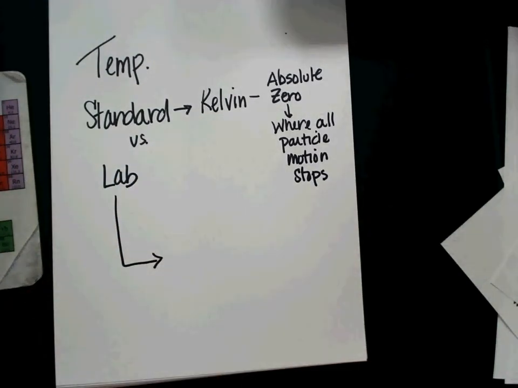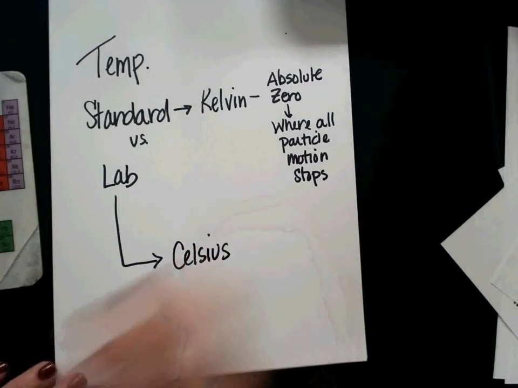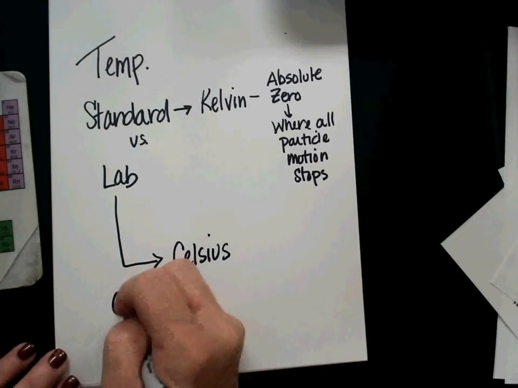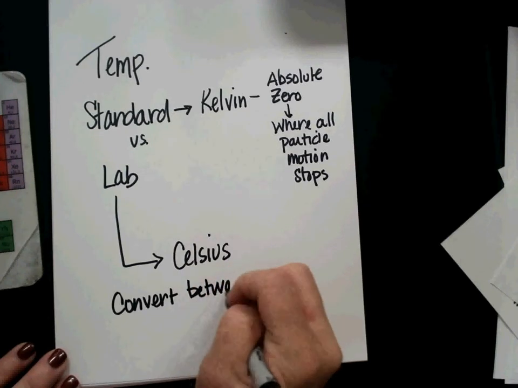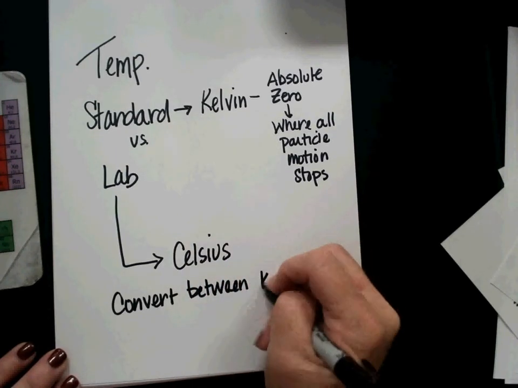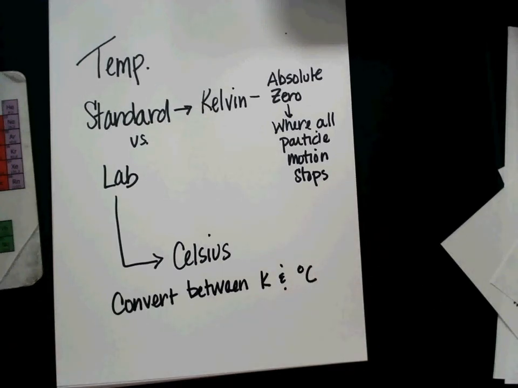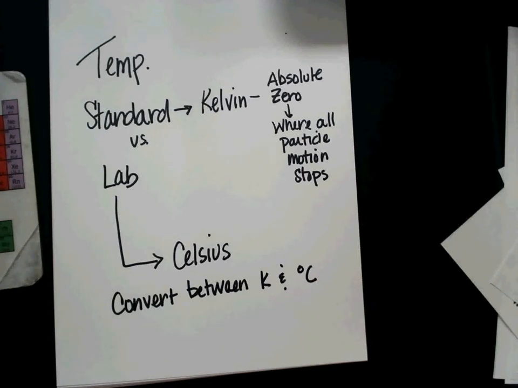How about in the lab? What's the temperature we use in the lab? Like if I said go over there by the windowsill and get one of those thermometers. There's a whole rack of them over there. What do you think, Josh? Celsius. So we will use Celsius. Later this year, we need to be able to convert between Kelvin and degrees Celsius. Kelvin is the only temperature scale that doesn't use that little degree sign. It just gets the capital K.